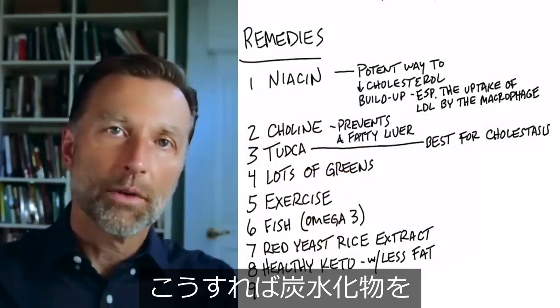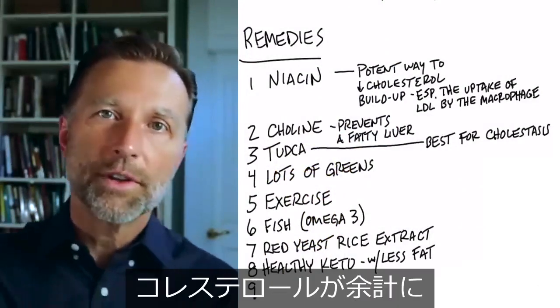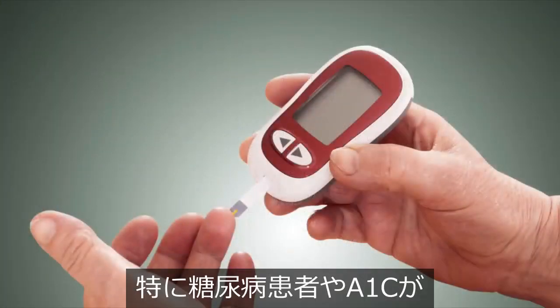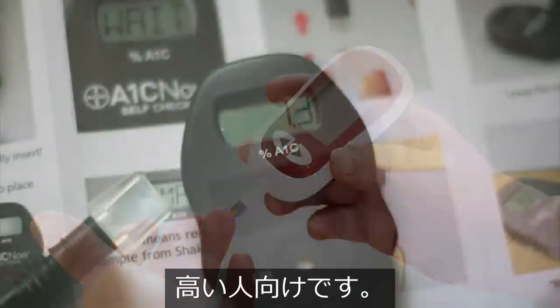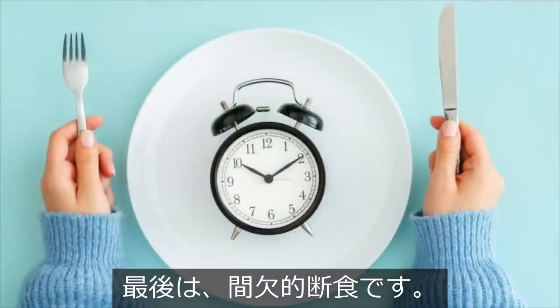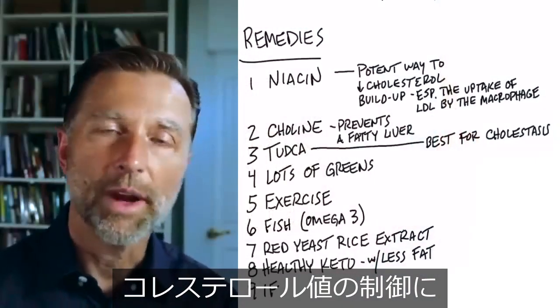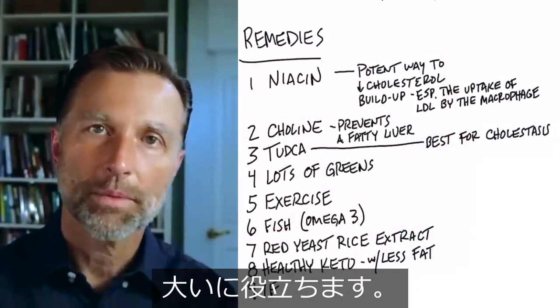But this way we can lower the carbs so we don't get this extra conversion of cholesterol being created, especially if you are a diabetic or you have a high A1C. And the last thing is doing intermittent fasting. That can greatly assist in regulating your cholesterol profiles.